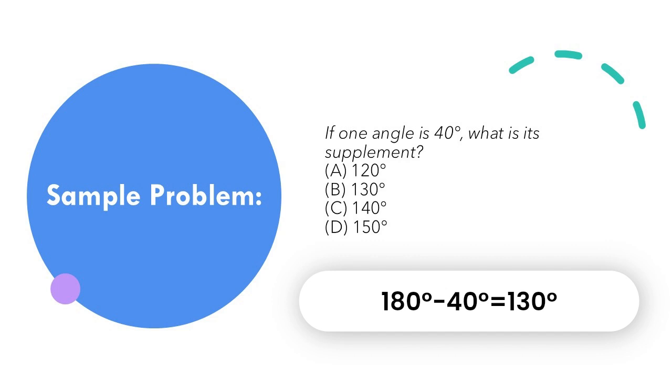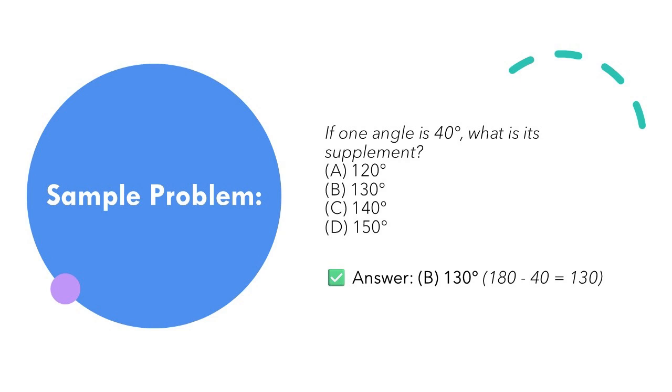180 degrees minus 40 degrees equals 130 degrees. So the correct answer is B, 130 degrees. Quick tip: if you see two intersecting lines, look for vertical angles. They're equal and can help you find missing angles faster.